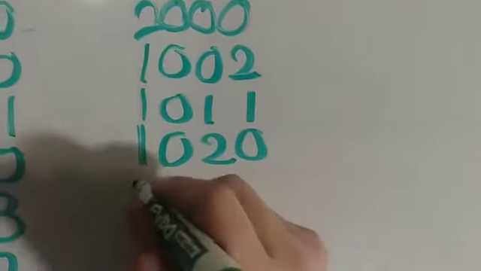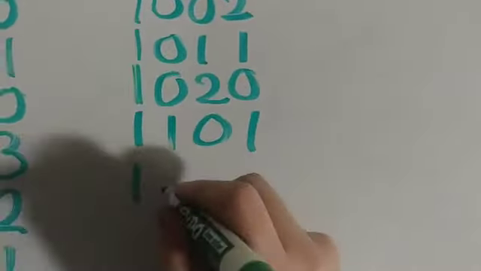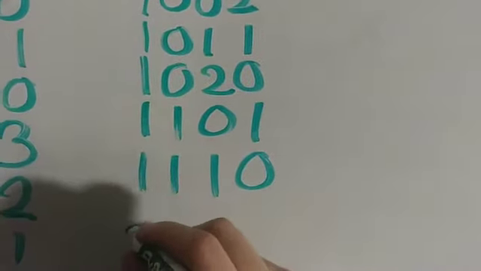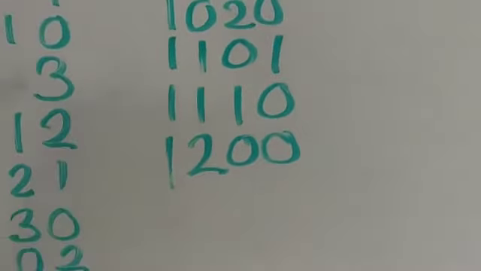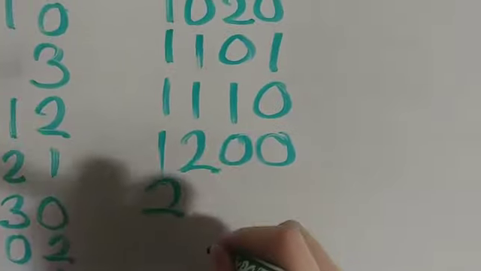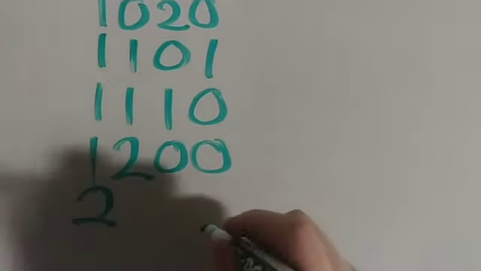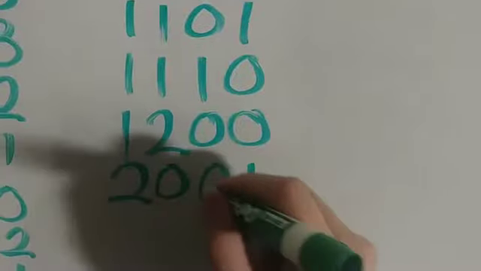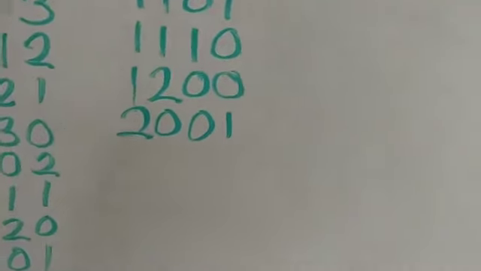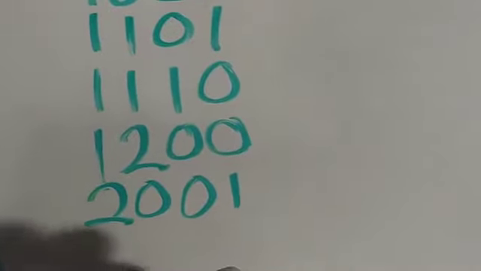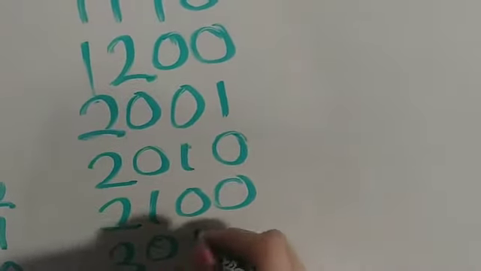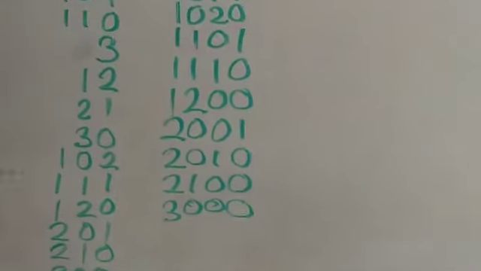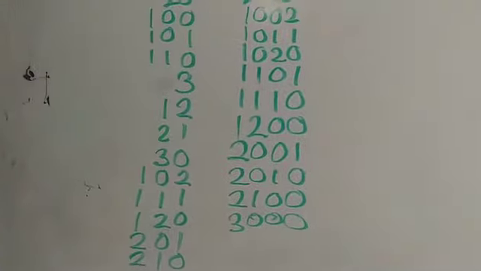So I'm just going to go faster. 1, 1, 0, 1, 1, 1, 1, 0. Now here, 2, 0, 0. Here's where it gets a little confusing. What do you do next? Well, you go to the smallest next thing that you can, and that's that one. 2, 0, 1, 0, 2, 1, 0, 0, 3,000. Finally, we have worked our way up to 4s.